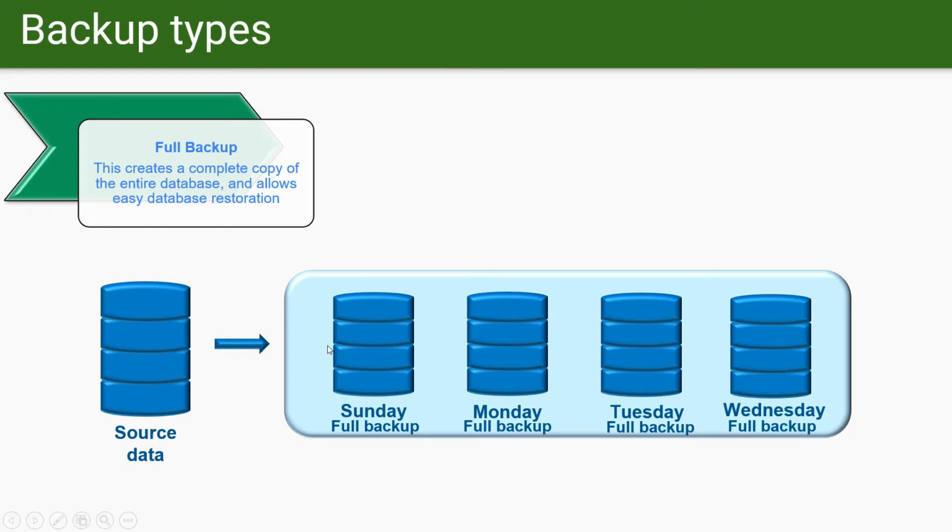This type of backup allows for the simplest form of database restoration, and can be easily used to restore a database in exactly the same form as it was at the time of the backup. A full backup must be done at least once before any of the other types of backups can be run, and therefore forms the basis for every other kind of backup.